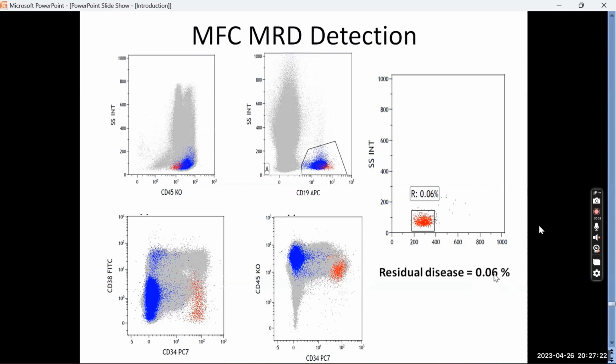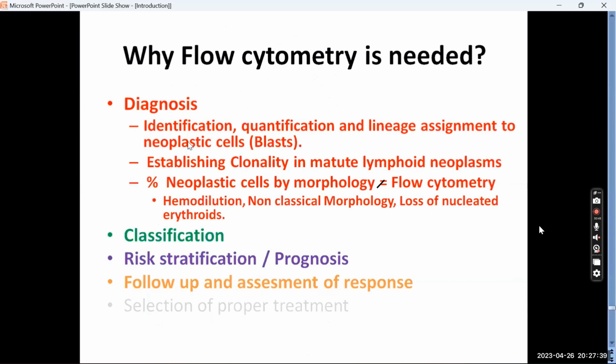So the treatment was augmented, and the patient subsequently turned out to be MRD negative during the consolidation assessment. This was the induction assessment, and the patient was taken through a severe consolidation with an extra drug, and was found to be MRD negative at the second time point of MRD assessment. So apart from diagnosis, classification, and risk stratification, it is also used for follow-up and assessment of response. So flow is helpful in these also.